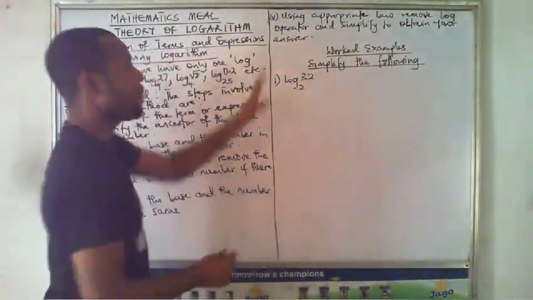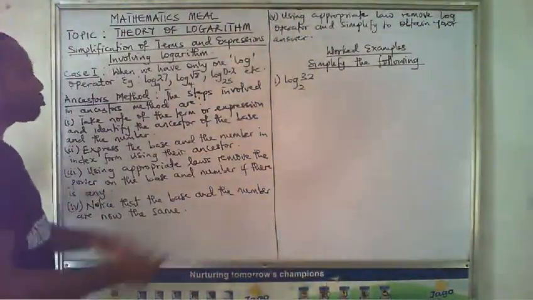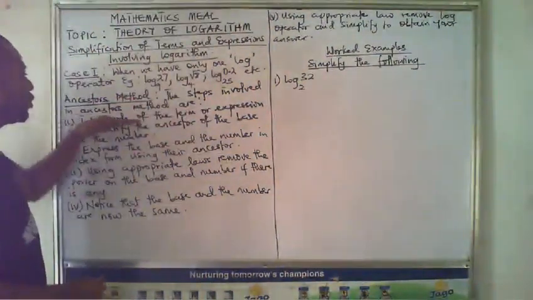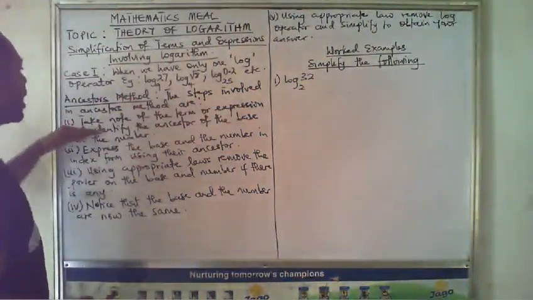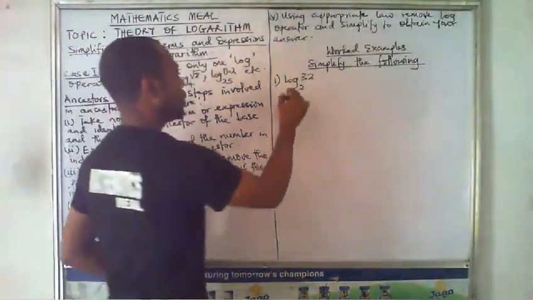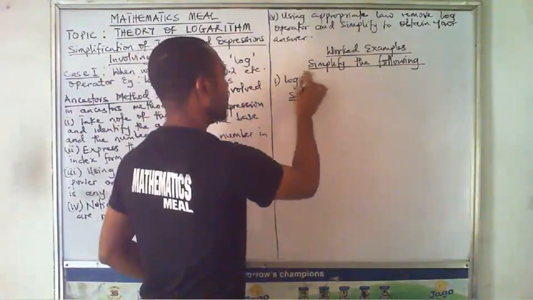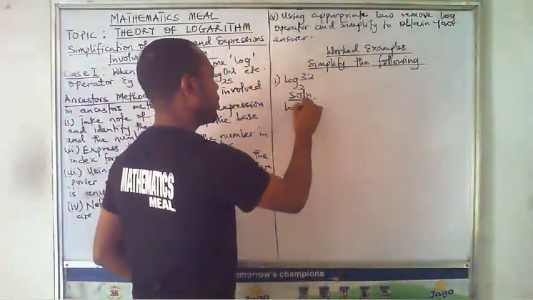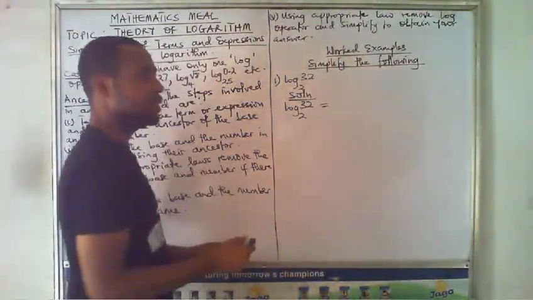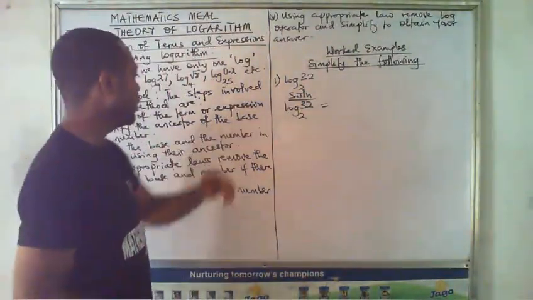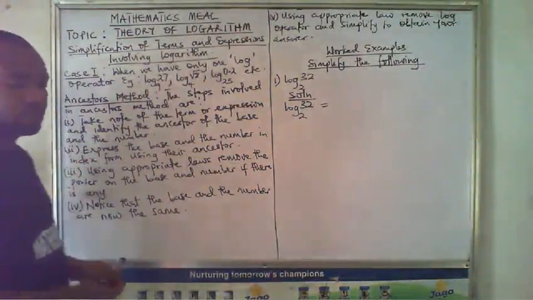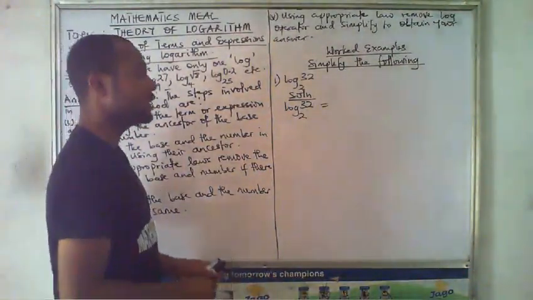So in the ancestors method, the steps involved are: first, take note of the term or expression and identify the ancestor of the base and the number. So to solve this, we take note. The number we have is 32 and the base is 2. We have taken note of this, the number and the base. And then identify the ancestor of the base and the number. So what is the ancestor of 32?